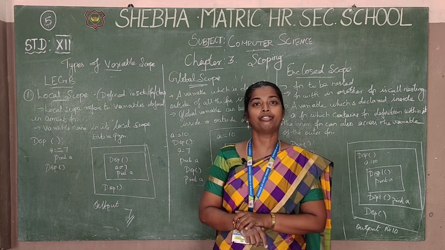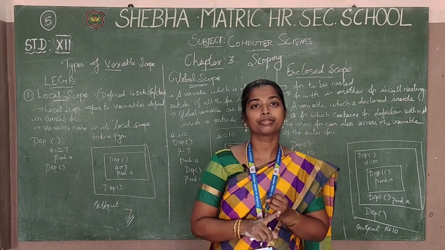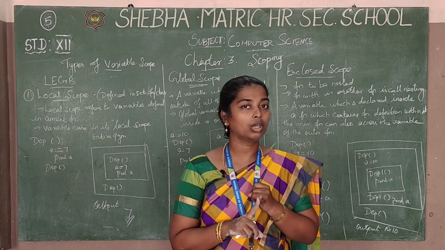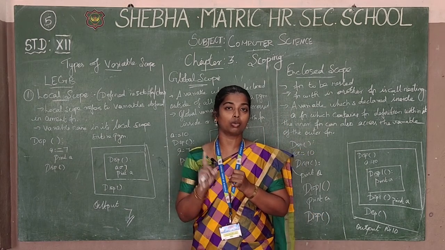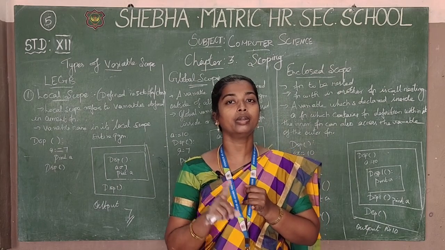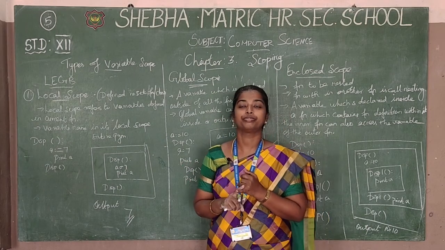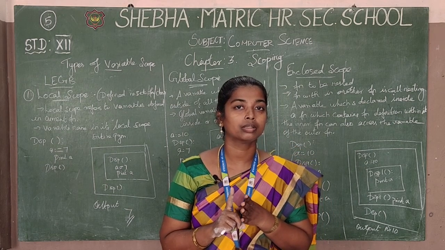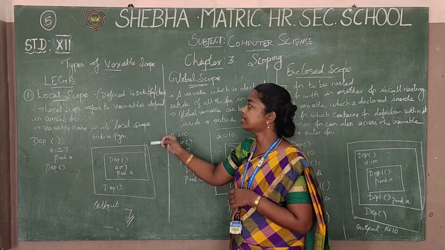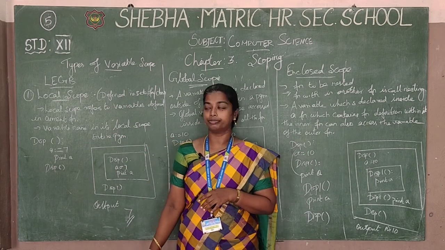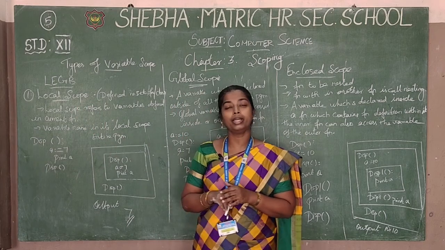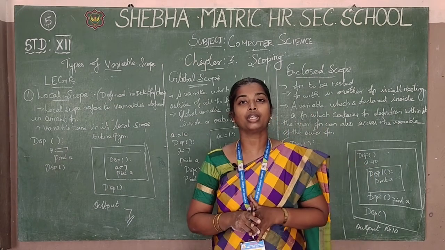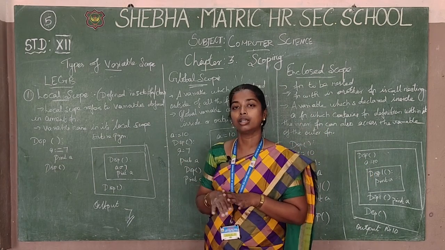There are 4 types of variable scope: local, global, enclosed and built-in. Okay, clear? Local, global, built-in and which one? Enclosed. This is a 5-mark question, very important, so you should learn it correctly. Okay, first type of variable scope, local scope. It can be defined inside a function, only declaration inside a function or class.